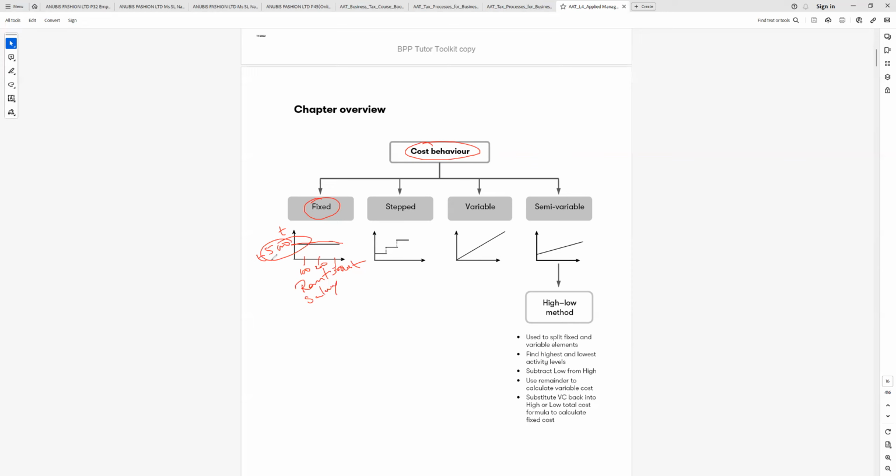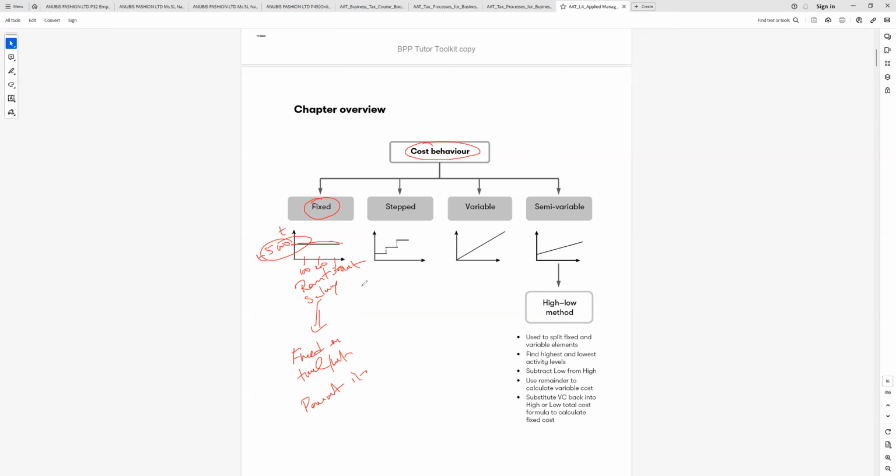But one thing we have to remember, the fixed cost is fixed in total. But per unit, it will change. So the fixed cost remains fixed in total, but per unit, it will change. That means if we make more units, the fixed cost per unit will be reduced. So this is the first thing we have to understand.